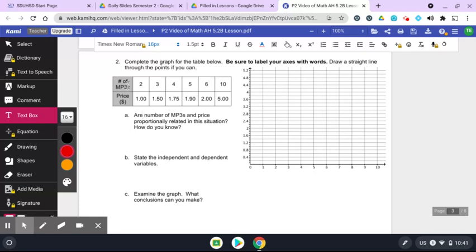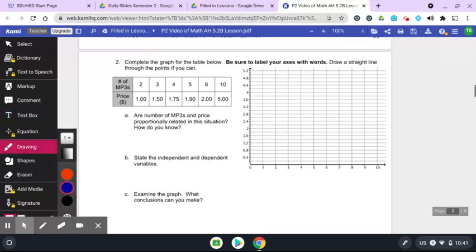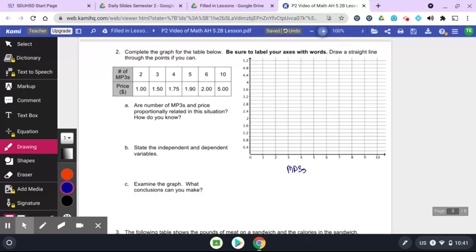Okay, so I am going to plot these here, and my MP3s are on the bottom because I usually order something before I pay for it. MP3s. Always label your graphs, and this is my cost in dollars. Okay, I'm going to plot my points. So at 2, I'm paying $1. It's going by 0.1, so that's 0.9, 1.1. So right there, $1.